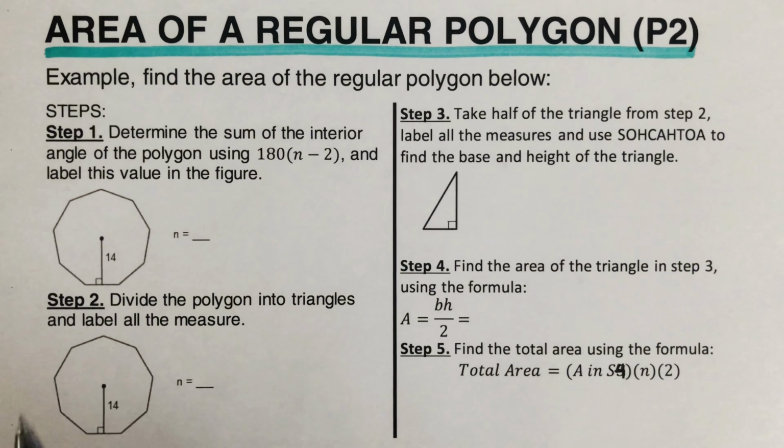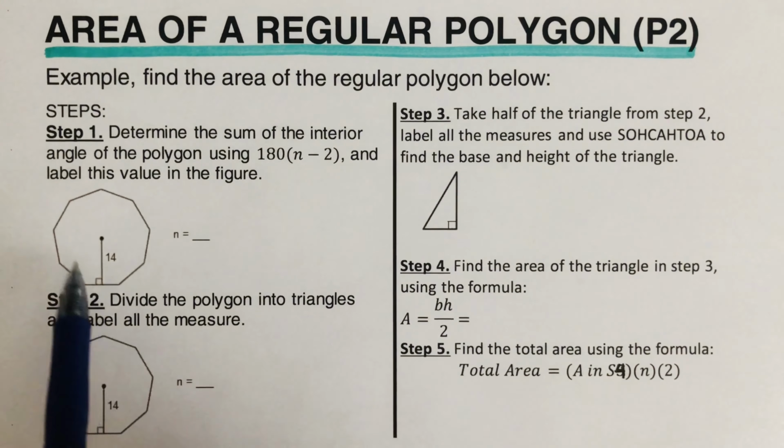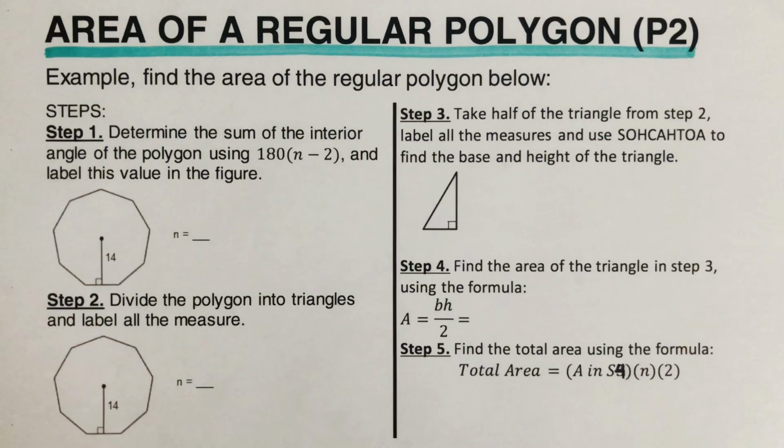So this is a different case because the line that we know here is from the center all the way to the middle of the side of this regular polygon, and the length of this is 14. So how do we find the area of this polygon? It's pretty much the same thing as the first part. We are going to determine the area of a triangle, and from there we can determine the area of the whole polygon.